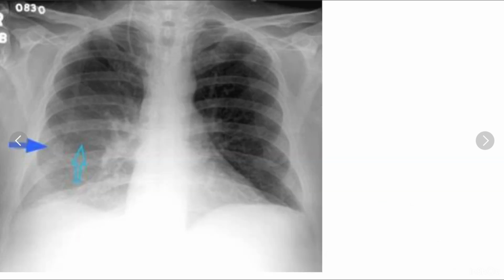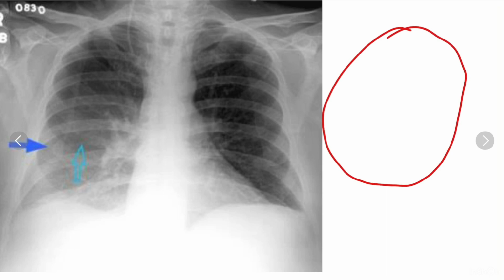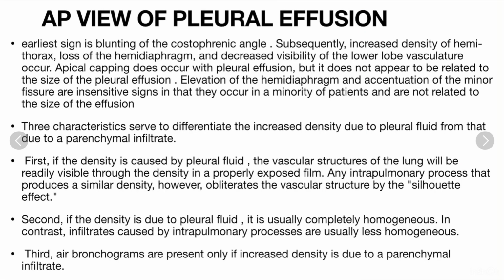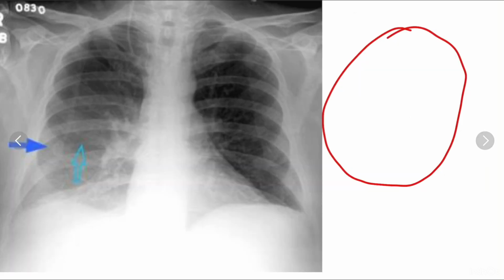Very important. After that, here we can see this is an AP view chest X-ray showing a right-sided pleural effusion. The patient will lie down and this whole fluid will be distributed throughout the right lung and will be visible as a homogeneous density. Through this density we can see the vascular structures very easily. This is a homogeneous density and the bronchogram sign is not present in this condition. So all 3 criteria are met.